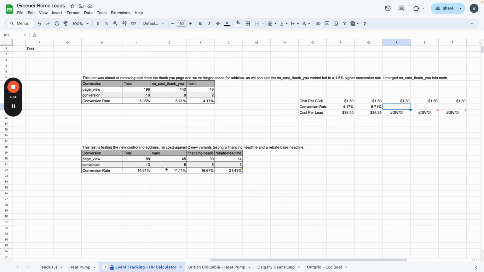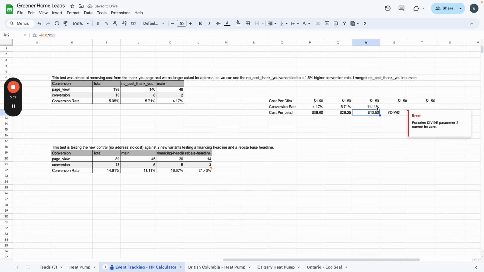And so that's fine and dandy. But let's come back over here to me, right? So for this test, we got 11%. That brought that cost per lead down to $13.50. And then let's do the financing headline of 16.67%. That means our cost per lead is now $9. And at 21.43%, our cost per lead is now $7.